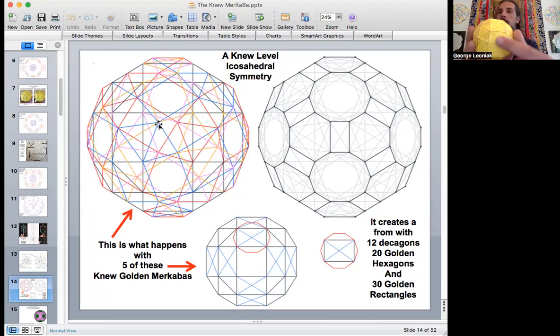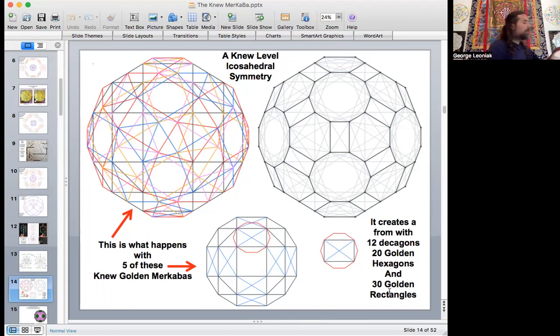So these key rectangles that I'm discussing here, they rotate around, and what they basically do is they create a decagon, right? So all those little rectangles going around create decagons all over the faces of this new form. And the cool thing about it is it also creates the golden hexagon, of course, because this is a total golden ratio form being developed here, and the golden rectangle. So we have 12 decagons, 20 golden hexagons, and 30 golden rectangles.